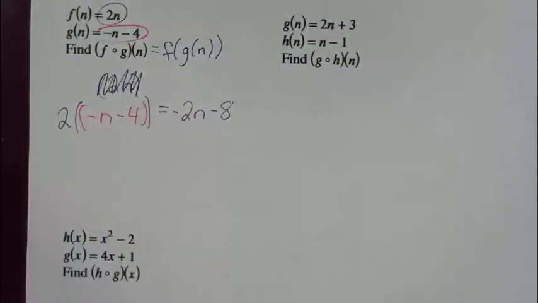Both of these are linear functions. Since our input is g of n, that's a linear function as well. And since that has a domain of all real numbers like before, we can say that that applies here as well. Moving on to number 2.